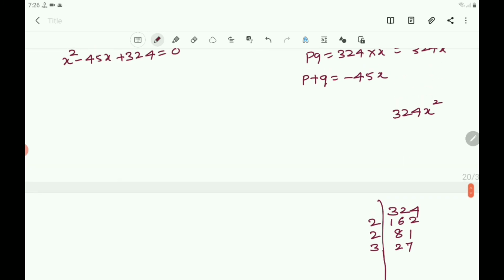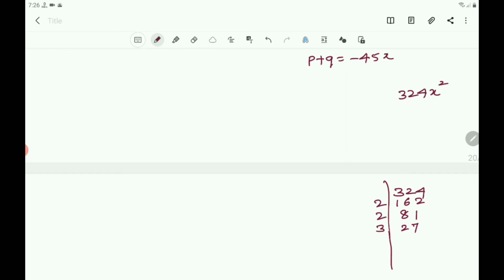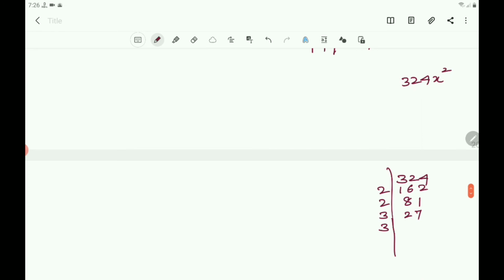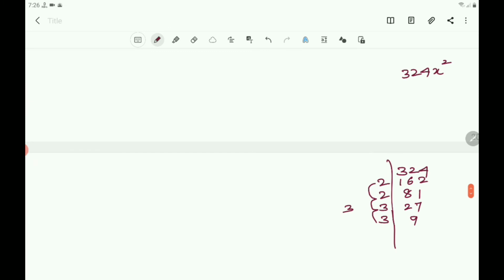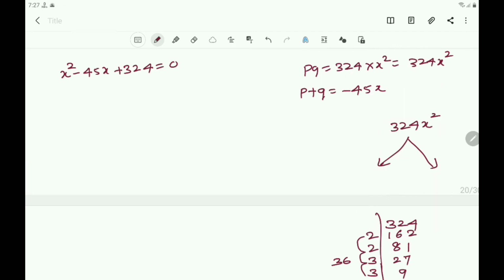And here the difference is 45. Then find the sum here. 3 to the 6, 6 to the 12, and again you take 3 9s. Then 3 3s are 9, 9 to the 18, 18 to the 36. Here you got 36 and 9. This is okay. Here you can take 324. Here you take 36x and 9x.